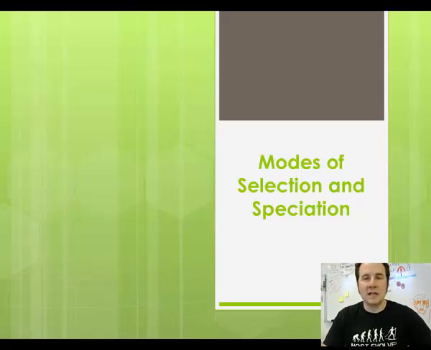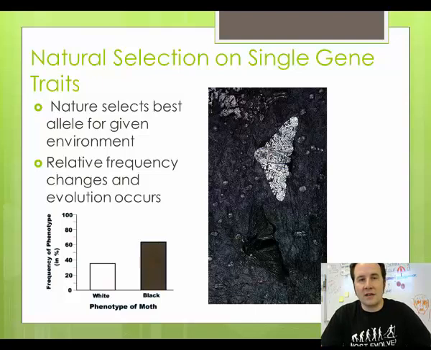Talk about modes of selection and speciation. More or less what we just talked about on the awesome sauce POGL that we just finished. So pay close attention. If it didn't make sense in the POGL, it should make sense after these notes. So here we go. First, we have to talk about single gene traits.